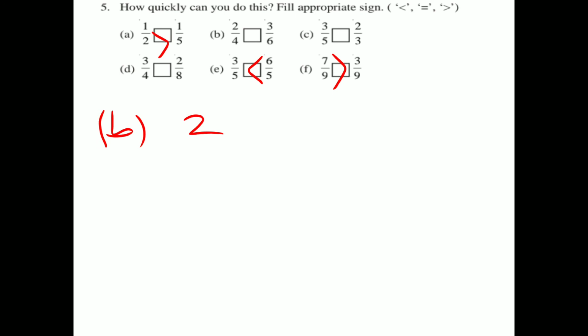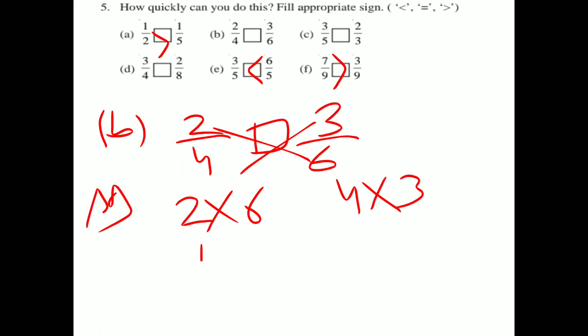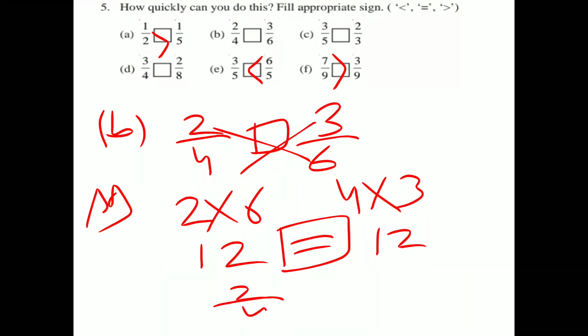B part is 2/4 and 3/6. Because the fractions are different, you do cross multiply. So 2 you multiply with 6, 4 you multiply by 3, 2 sixes are 12, 4 threes are 12. Both are equal. So you put equal sign between 2/4 and 3/6. Clear? Now we do C part.